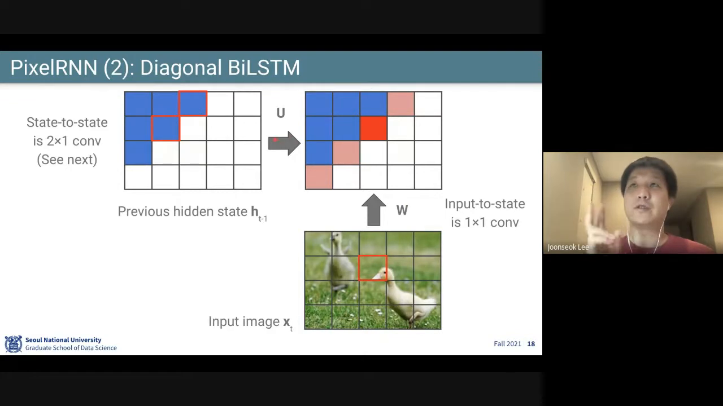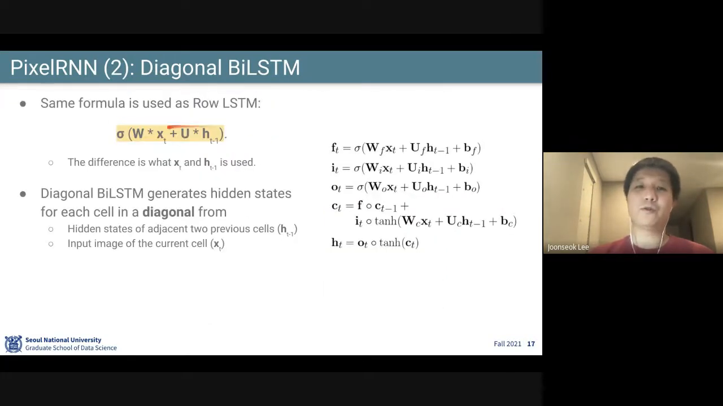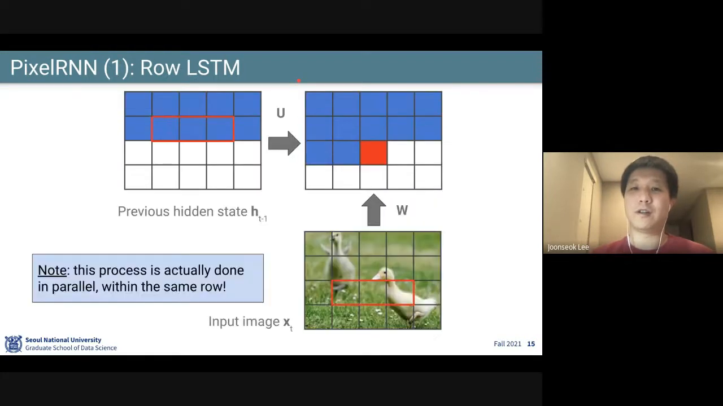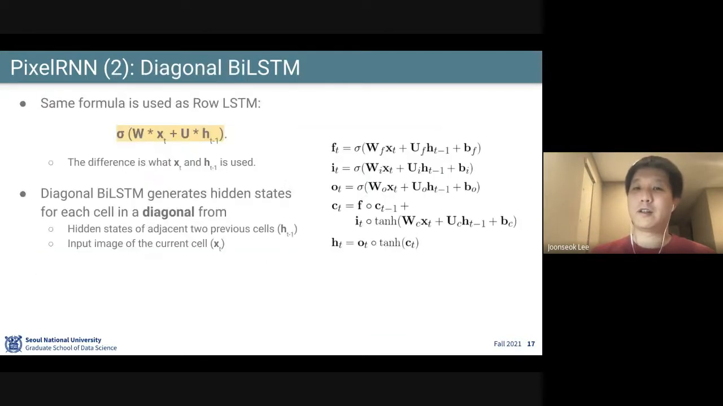So that is the only difference. Once you choose the x_t and h_{t-1} correspondingly, then the model becomes this diagonal LSTM. If you choose those areas like this, then that will be the row LSTM. But the formula is exactly the same. The only difference is what you are giving as x_t and as h_{t-1}.